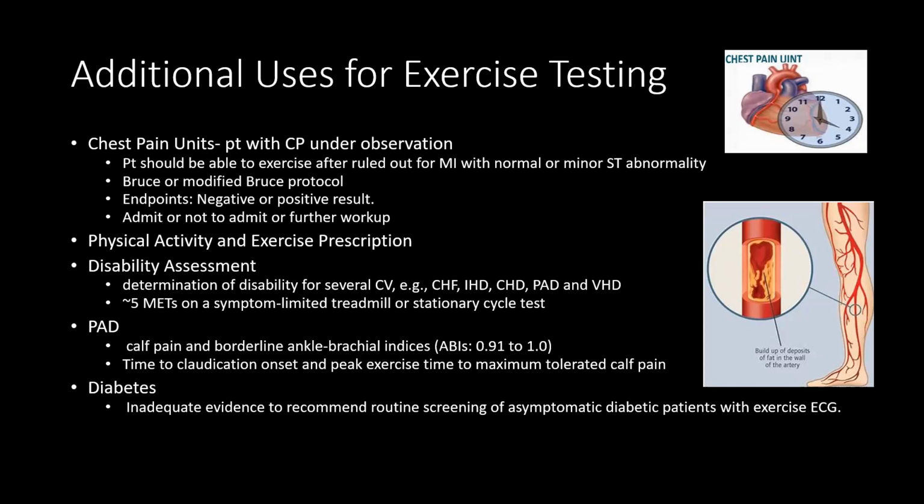In peripheral arterial disease, patients come in with calf pain and borderline ankle brachial indices. In those cases, exercise treadmill testing can be performed to find the time to claudication onset and peak exercise time to maximum tolerated calf pain. However, in diabetes, at one time there was popularity in having those patients undergo exercise treadmill testing. However, there is inadequate evidence to recommend routine screening of asymptomatic diabetic patients with exercise ECG.